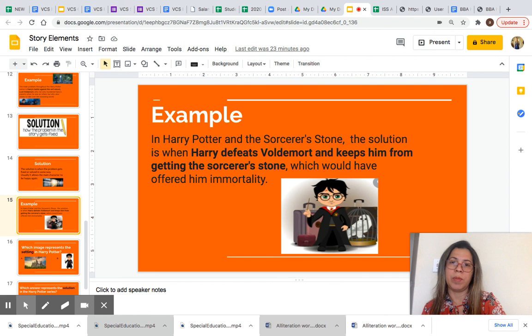Example, in Harry Potter and the Sorcerer's Stone, the solution is when Harry defeats Voldemort and keeps him from getting the Sorcerer's Stone, which would have offered him immortality.